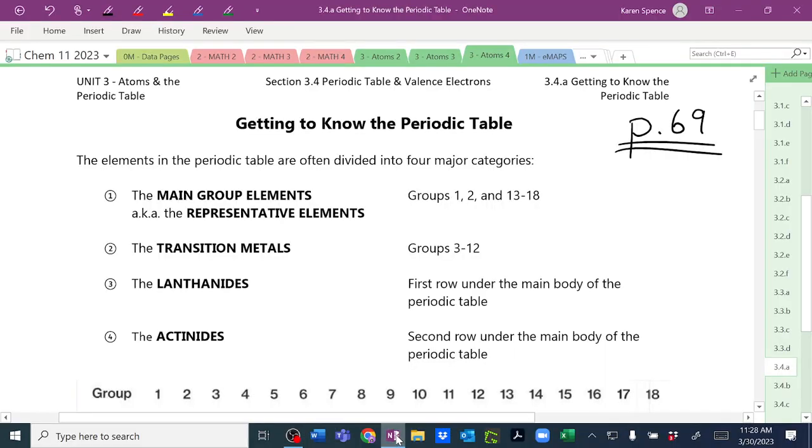And we are on page 69 in the yellow book. So your homework would be to finish pages 66, 67.